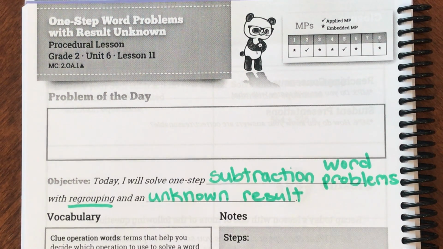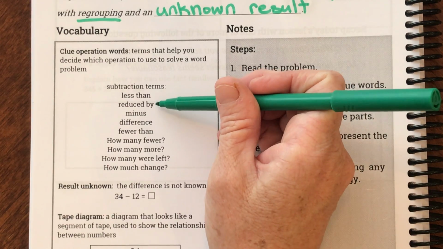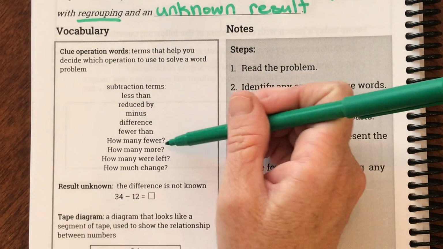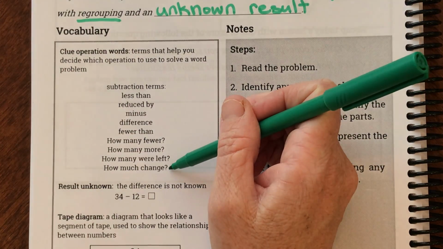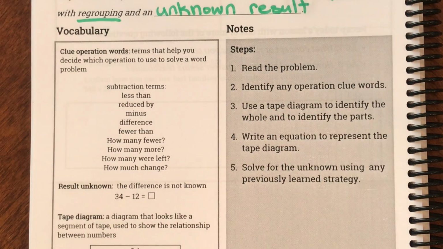So let's look at some of our vocabulary today. Okay, the first thing that we have is our clue operation words. It says terms that help you decide which operation to use to solve a word problem. So we know that today we're going to be solving subtraction word problems, but these are words that will help us find them. So less than, reduced by, minus, difference, fewer than, how many fewer, how many more, how many were left, how much change. So all of these are clue operation words that tell us that we're going to subtract.